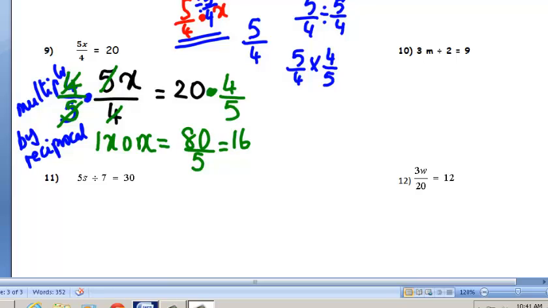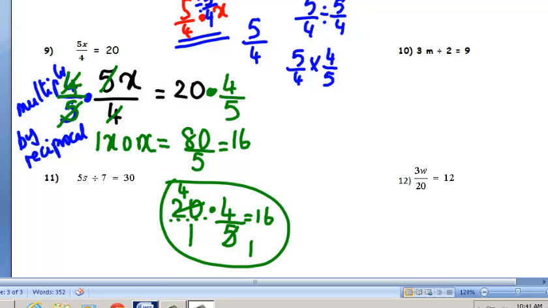Or like some of you want to do it, and which is what I would do, I would go ahead and maybe put that invisible 1 there. 5 goes into 20 four times, 4 times 4, 16. So you could do it either this way or this way. It doesn't matter how you do it. You're going to end up with an answer of 16.